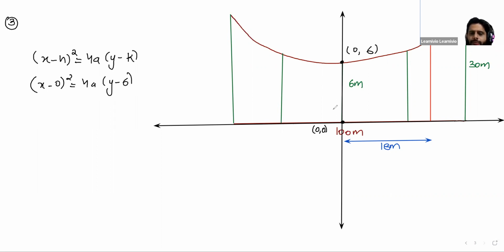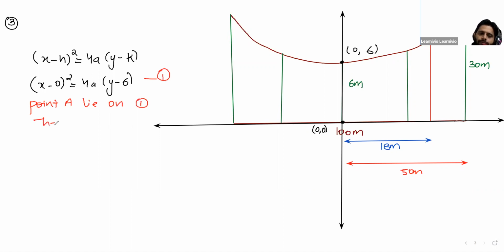Now, this complete length is 100 meters. So we can say that this length is 50 meters. And this is 30 meters. So we can say this is 50 comma 30. Let this be point A. Let this be equation 1. The point A lies on equation 1. Hence it will satisfy equation 1.